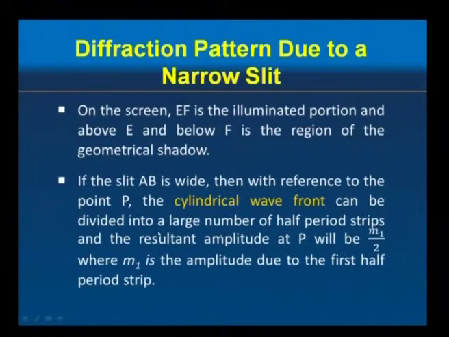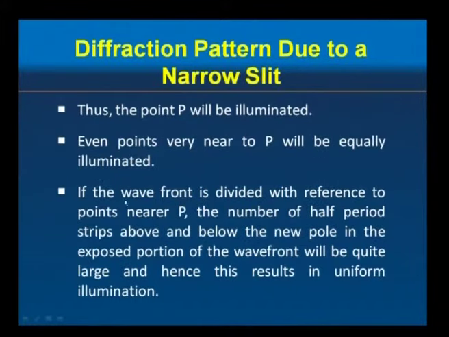Therefore, you are left with M1 by 2. That is what I showed you just now. So let me repeat: the resultant amplitude at P will be M1 by 2, because the values of the bracketed terms, as we saw earlier, will become 0. So the resultant displacement will be M1 by 2. So the point P will be illuminated. Even points very near to P will be equally illuminated.